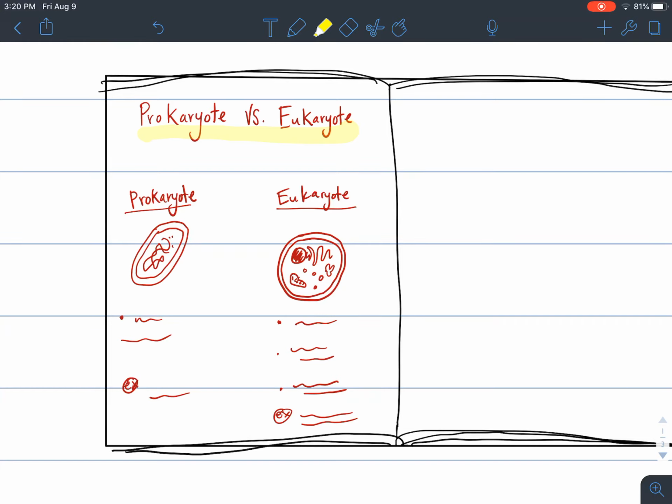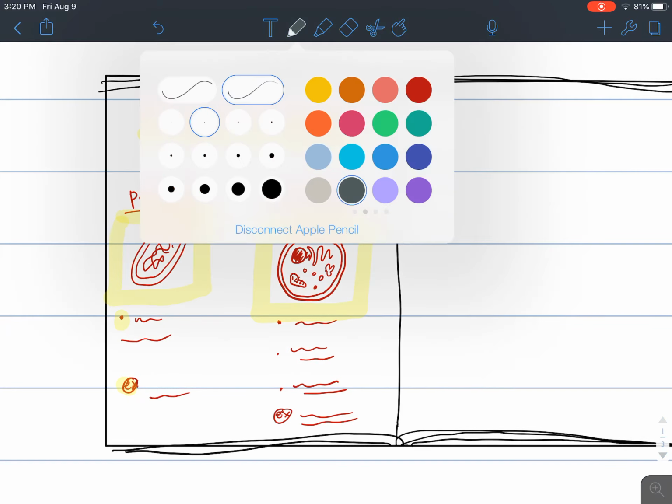We're going to identify prokaryotic cells. We're going to draw a picture of prokaryotic cells, and we're going to list some interesting facts about them. We're going to do the same thing with a eukaryotic cell as well. This is on one page, so figure out how you're going to organize your page. This is my idea. Feel free to do it in your own way.